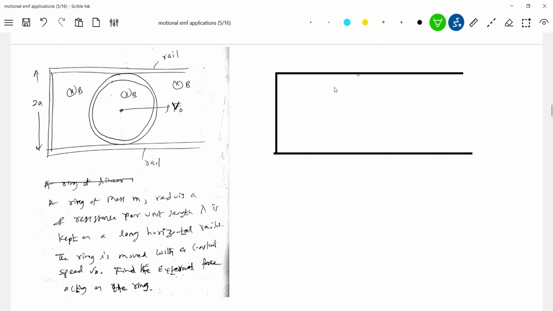Let me take this ring. I'm going to move this ring here. So the ring here will have points 1, 2, 3, and 4. And I'm moving with a constant speed V0. Let the radius of the ring be a. B bar is everywhere into the plane, and it's uniform. What's the external force I should apply? So shall we say 1, 2, 3 is one rod, and 1, 4, 3 is also one rod.